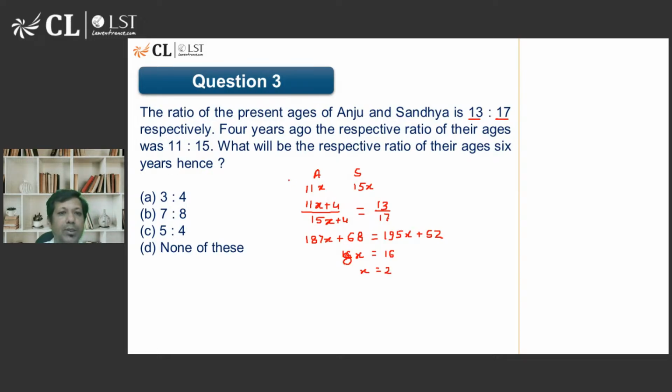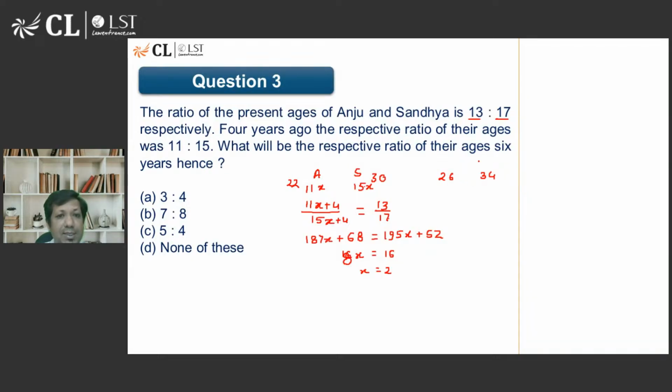So 4 years ago, Anju's age was 22. Sandhya's age was 30. So currently Anju's age is going to be 26. Sandhya's age is going to be 34. And that's what we got, right?